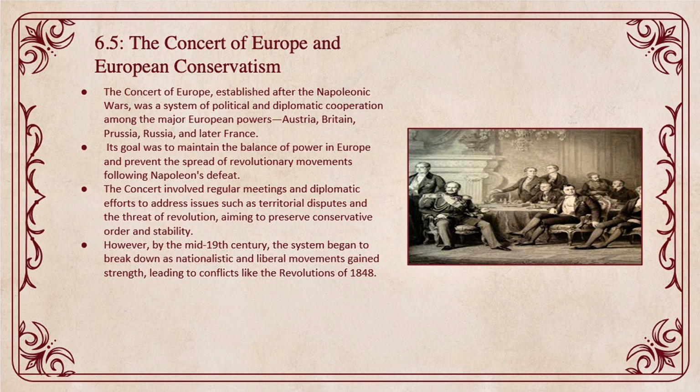Its goal was to maintain the balance of power in Europe and prevent the spread of revolutionary movements after Napoleon's defeat. The Concert involved regular meetings and diplomatic efforts in order to address issues like territorial disputes and the threat of revolution, aiming to preserve conservative order and stability. However, by the mid-19th century, the system began to break down as nationalistic and liberal movements gained more strength, which led to conflicts like the revolutions of 1848.